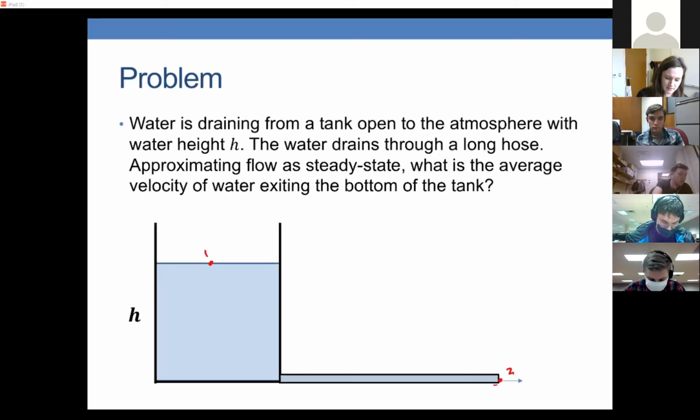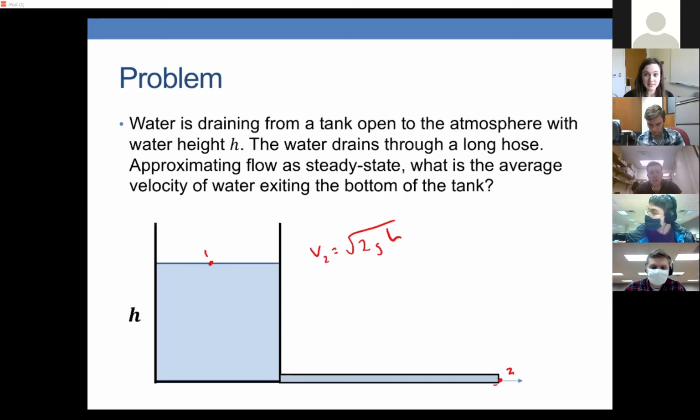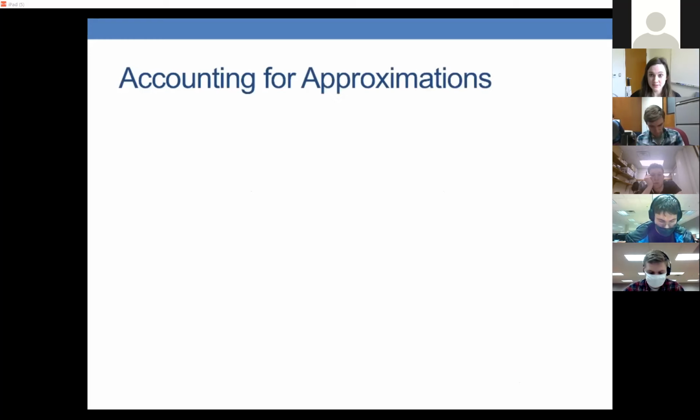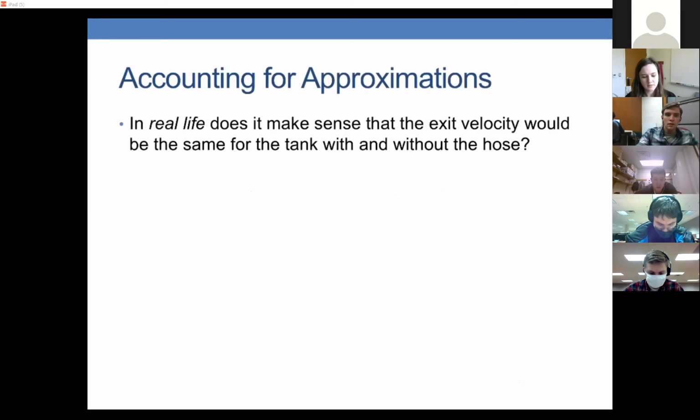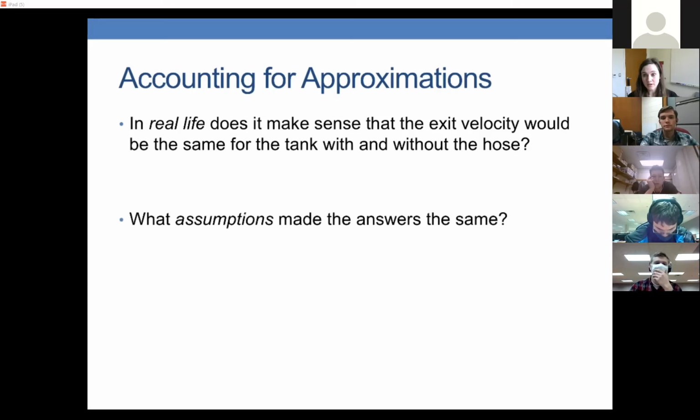It was V2 is equal to the square root of 2gh, right? Because the pressure and the velocity and the Z are the same here as they were before, okay? But now we're going to account for the approximation we did. In order to do that, we had to assume that a negligible amount of energy was lost as it went through this long hose, and that's not a very good assumption, not a very good approximation. So in real life, it does not make sense that the exit velocity would be the same with or without the hose. What assumption made that answer?